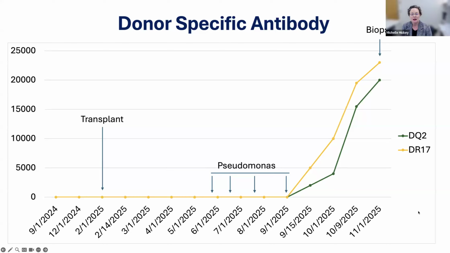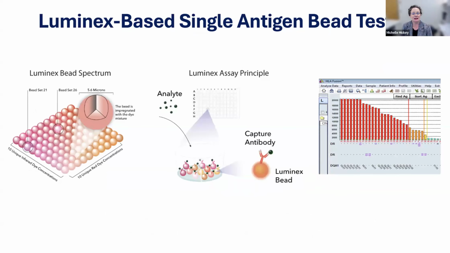we will discuss. But before we do that, next slide, please, I wanted to discuss a little bit in detail about the Luminex-based single antigen bead test. This is the most sensitive and specific test that we have in the laboratory for identifying donor-specific antibodies. It's Luminex based, and so each bead is coated with one single antigen.